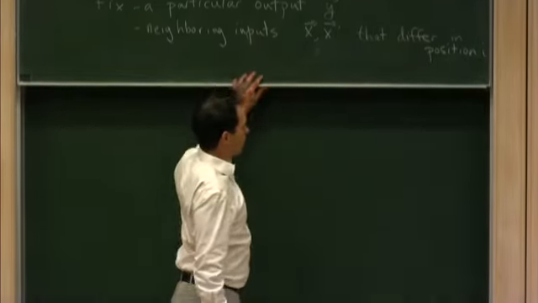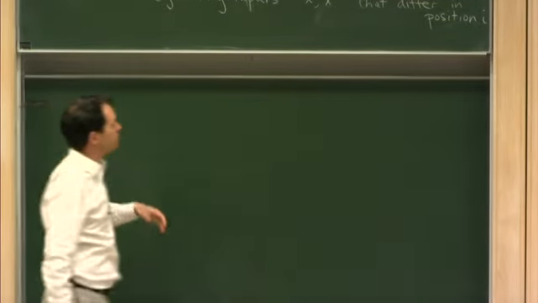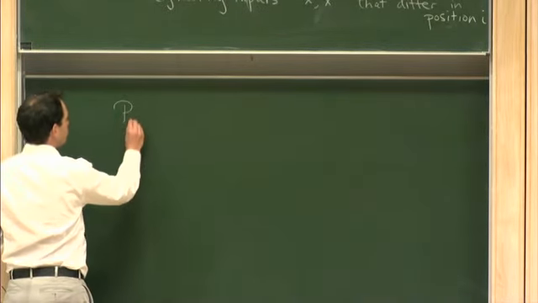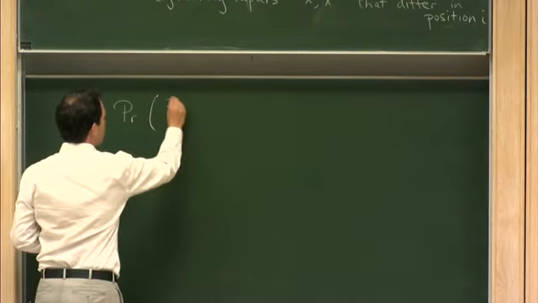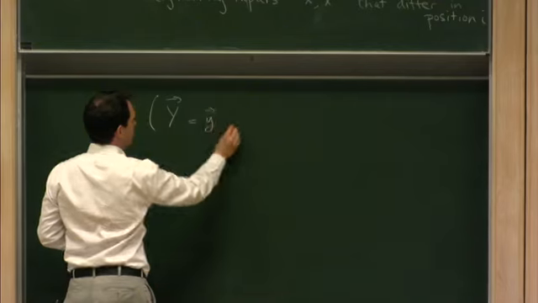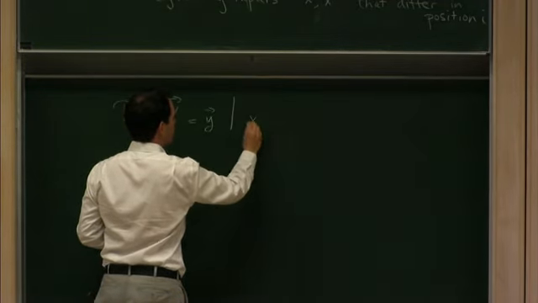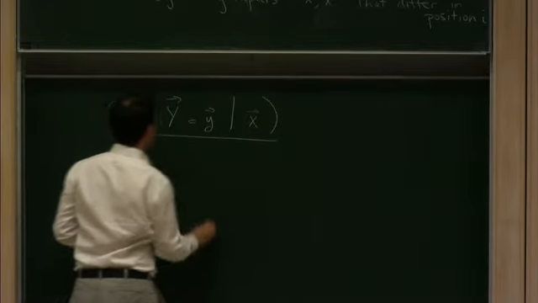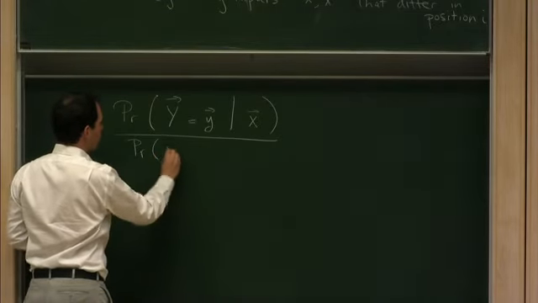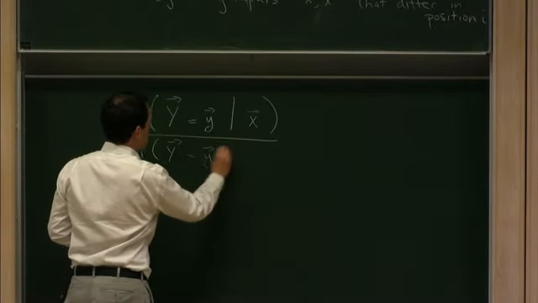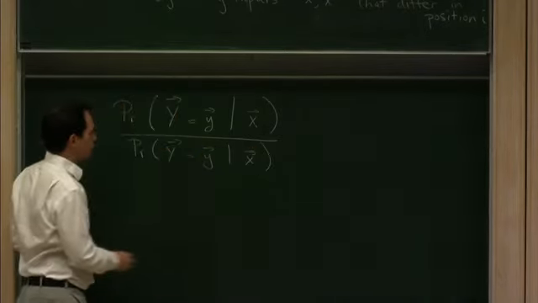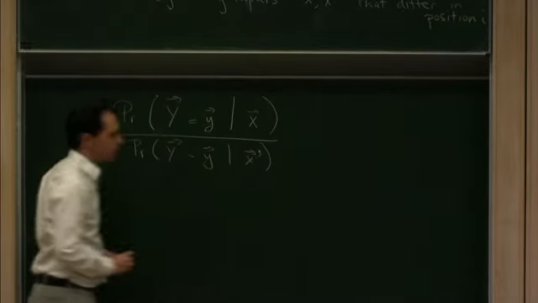And we can ask how the probability of this output y changes if we switch the input from x to x prime. So we can ask what's the probability that we get this particular output given that the input is x. And we can compare that to the probability that we get this particular output given that the input is x prime.